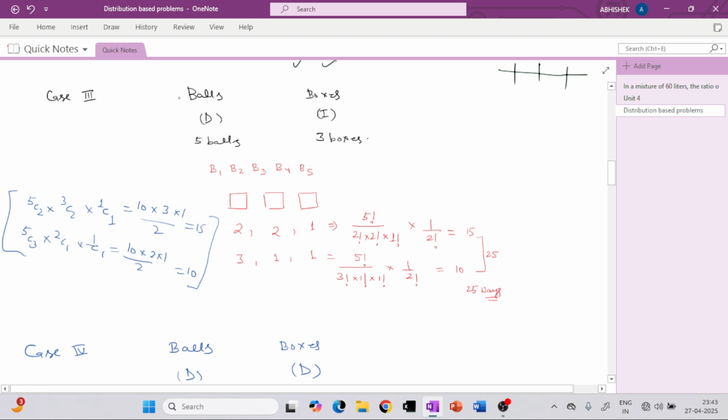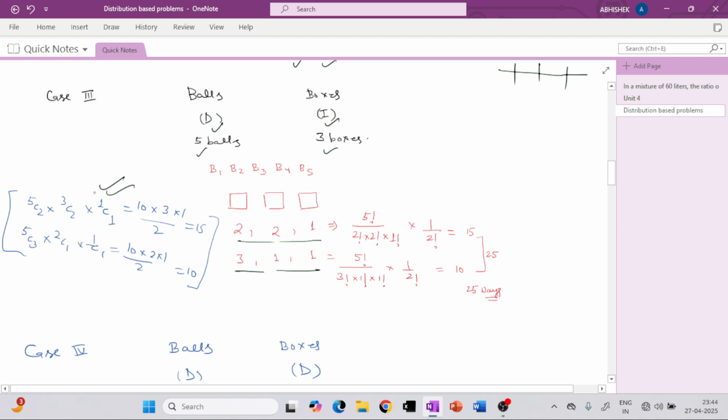So now case 3. When different balls are to be kept in identical boxes, suppose that 5 different balls are put in 3 identical boxes. Now balls are different but boxes are the same. So now I'm going to use this one method. First, in how many ways can we distribute the balls? 2 2 1 and 3 1 1 in this one way. So first I am going to discuss this one method.